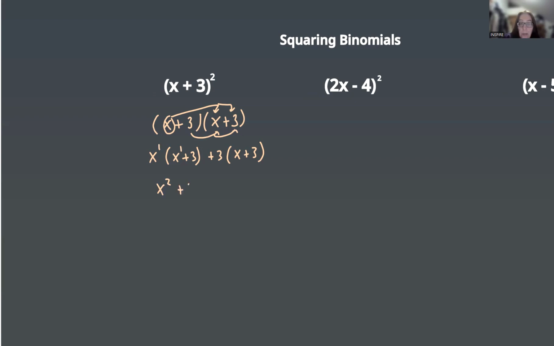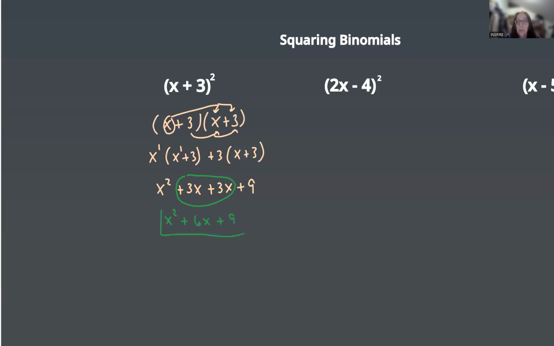And then we have to do the 3. A positive 3 times x is positive 3x. And a positive 3 times 3 is positive 9. Now you'd have to go back and collect like terms. These are our like terms. So I would have x squared plus 3x and 3x gives you 6x plus 9. So foiling it is one way to do these.